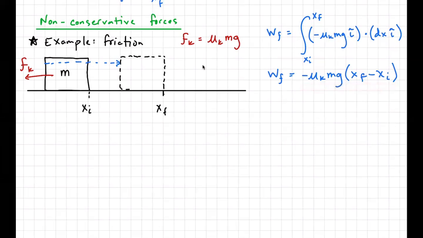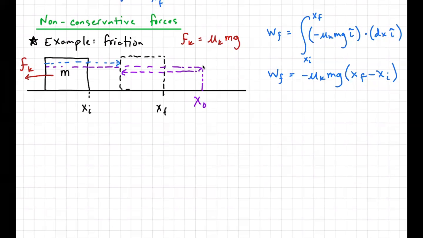All that makes sense. Let me describe a different path. If I take a different path in a different color, let's do a purple path. The mass slides past xf and comes back to xf this way. So now I'm going to define a different point, the furthest point it gets. I'll call this x naught. How does this change things?